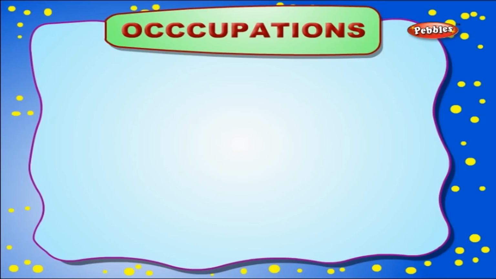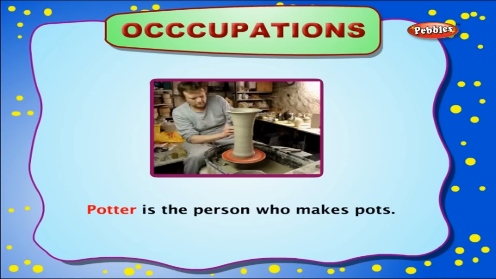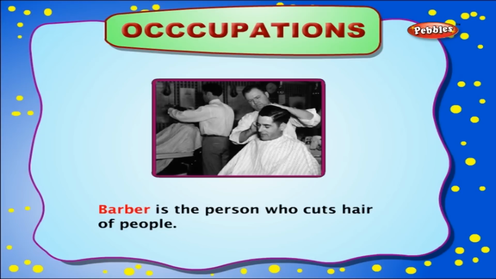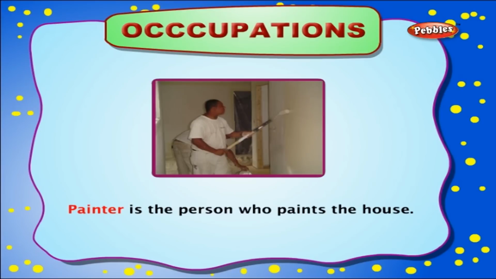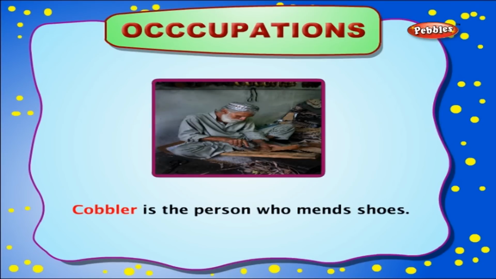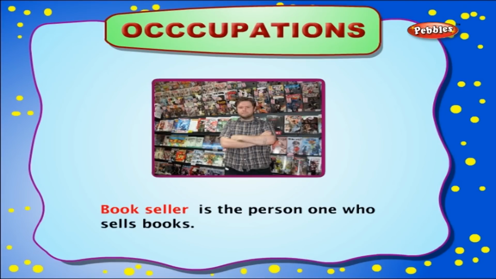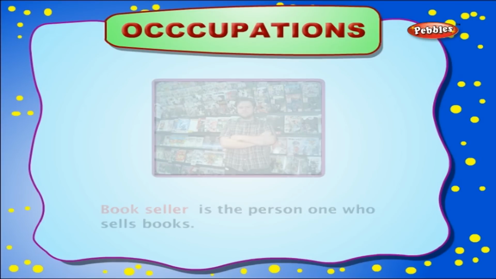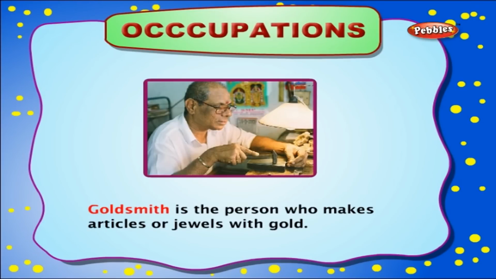Occupations. A noun may be used to name people according to the work they do. Potter is the person who makes pots. Barber is the person who cuts hair of people. Painter is the person who paints the house. Cobbler is the person who mends shoes. Bookseller is the person who sells books. Goldsmith is the person who makes articles or jewels with gold.